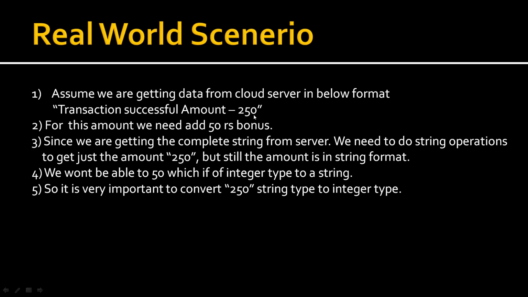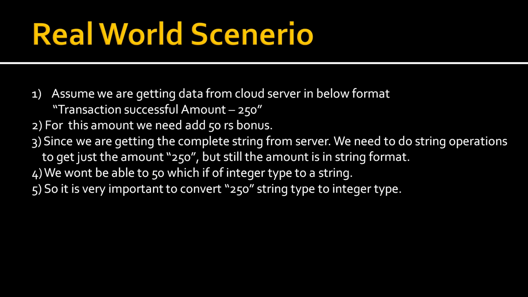Now our requirement is we need to add 50 rupees to this 250 rupees and show it in our window. This won't be possible since the message that we have got from the cloud server is in string format. So somehow we'll manage to get only the 250 and trim off the remaining string, but still this 250 will be in string format and we won't be able to add 50 to it. So it is very important that we convert this 250 to an integer format in order to add 50 and show the value 300 on our screen.